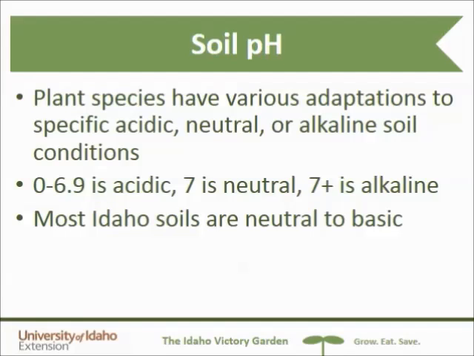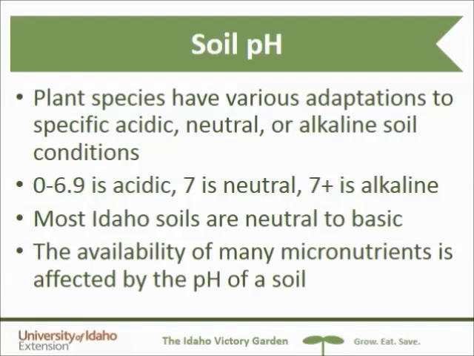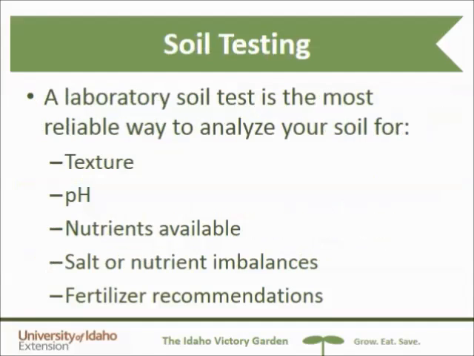So most of our Idaho soils are going to be neutral to basic with a few pockets of acidity, and that would be more in the northern and central part of the state. And part of the reason that this happens is that micronutrient availability is very much dependent on pH. So the higher a pH, generally the less available iron, magnesium, and zinc might be, and then you'll start to see those deficiencies in your plants.